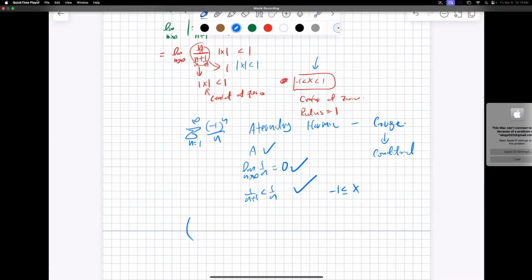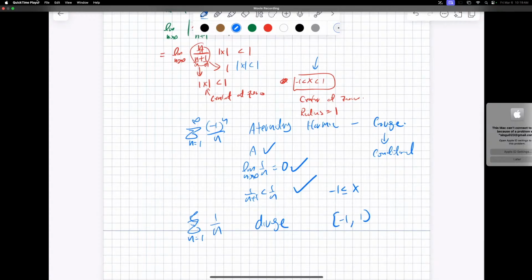Is that okay? Now, what about the other one? How about 1? Summation of n equal to 1 to infinity of 1 over n. What is this one? It's diverge. So if it diverges, do we include it in the interval of convergence? No. So it's -1 to 1 with a parenthesis. That is the correct answer.